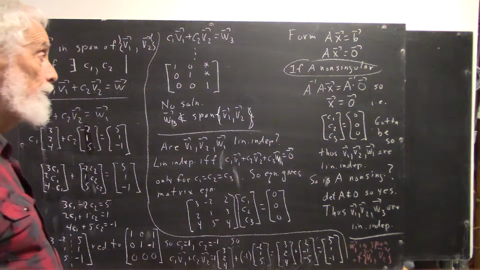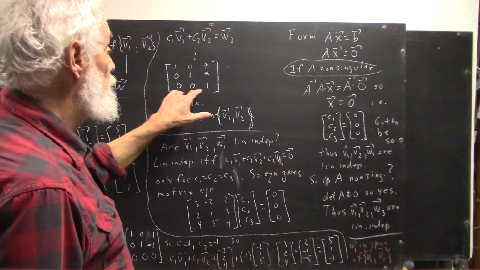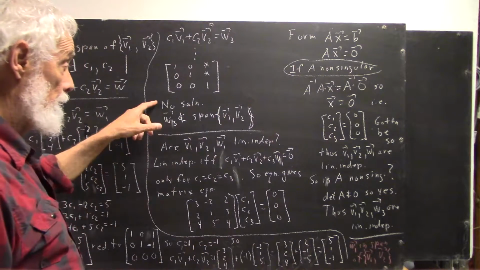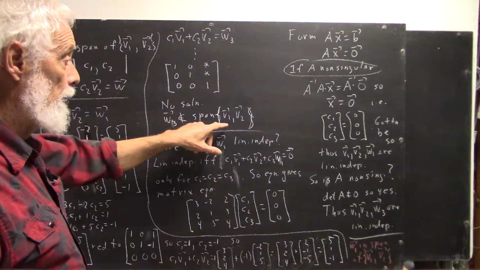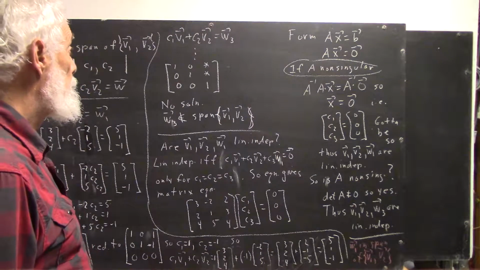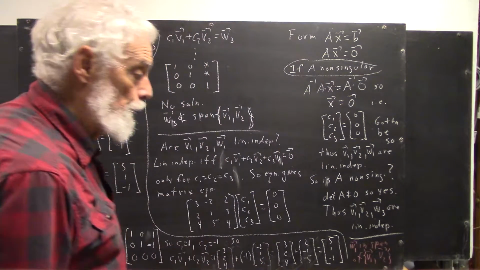What does this mean? Well, this tells you that 0 equals 1, and there is no solution then. W3 is not in the span of the set V1, V2. You can check W2 out.